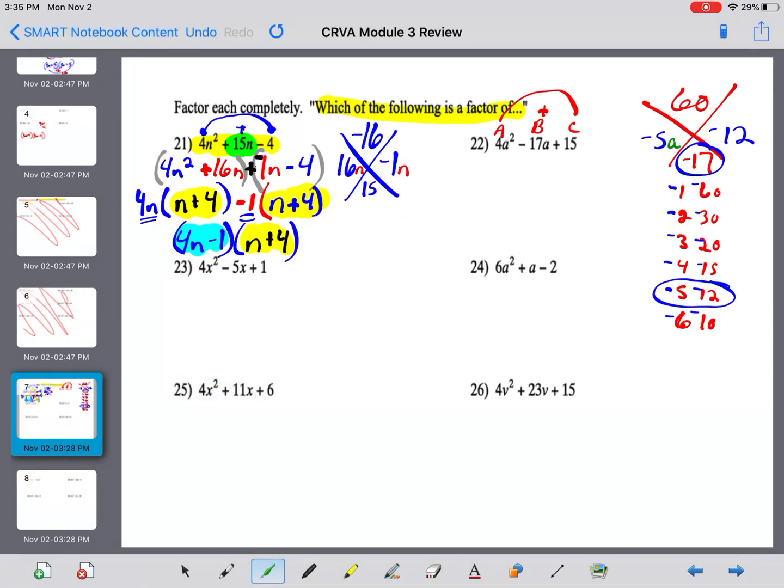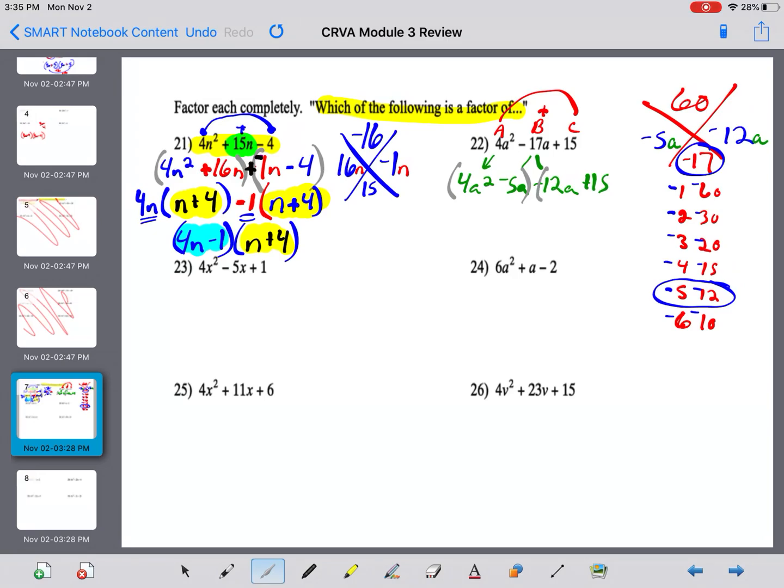And then it might not hurt. I'm using the variable a in this trinomial, so go ahead and put a's with those because that might help you remember to split the middle. Instead of writing 17a, I'm going to write negative 5a and negative 12a. And then bring down your 4a squared and your positive 15. And now let's factor by grouping.